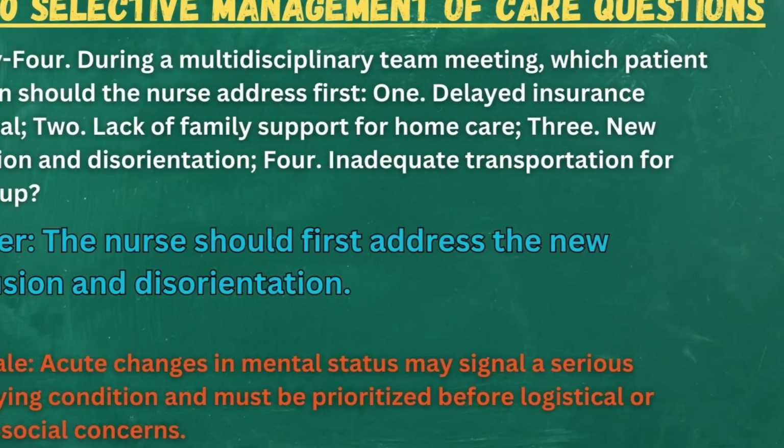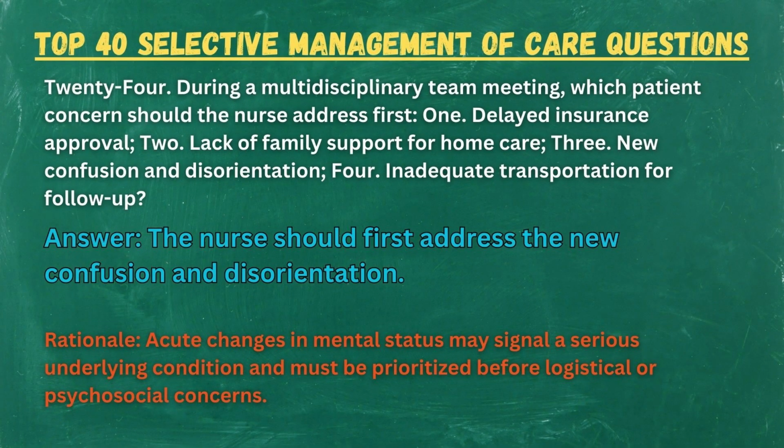at home. 24. During a multidisciplinary team meeting, which patient concerns should the nurse address first? 1. Delayed insurance approval. 2. Lack of family support for home care. 3. New confusion and disorientation. 4. Inadequate transportation for follow-up? Answer: The nurse should first address the new confusion and disorientation.